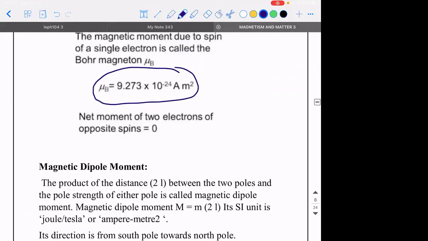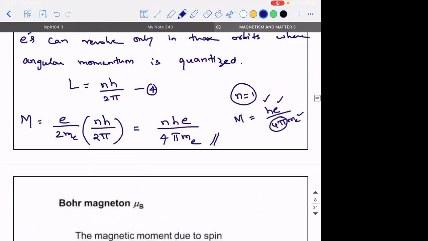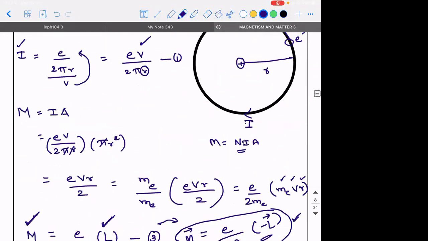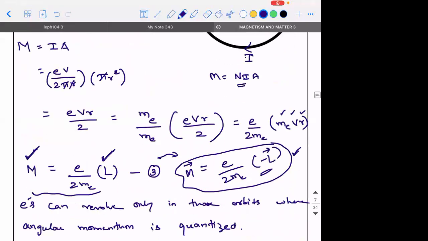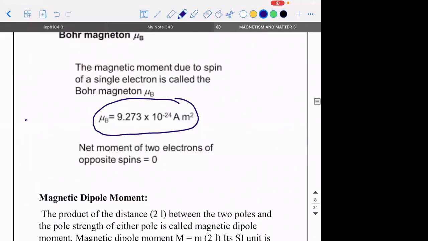This is the reason why every material in this world, since it is made up of atoms, and the atoms are made up of electrons, and electrons are in revolution, has an inbuilt property to exhibit magnetism. This is the first and foremost important point that you need to know to start this chapter.